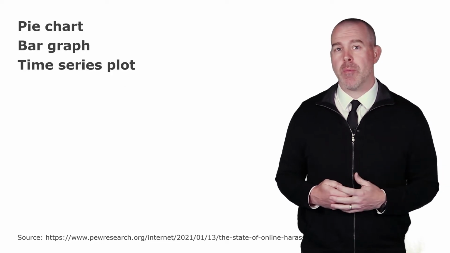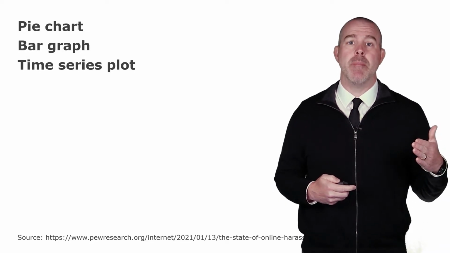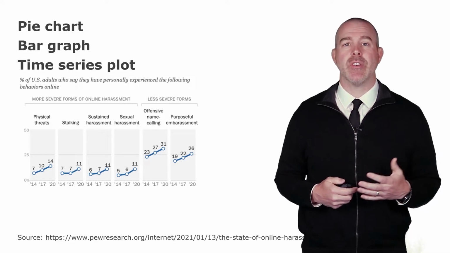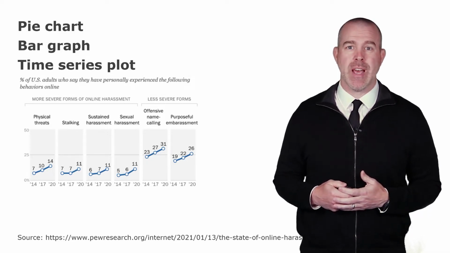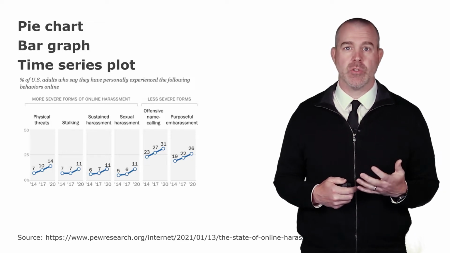The third graph we're going to talk about is called a time series plot. This is how something varies over time. So within that same Pew Research study, there was a graph about how these different types of harassment have varied over time. And you can see the x-axis there, the horizontal axis is years, so it's over time.